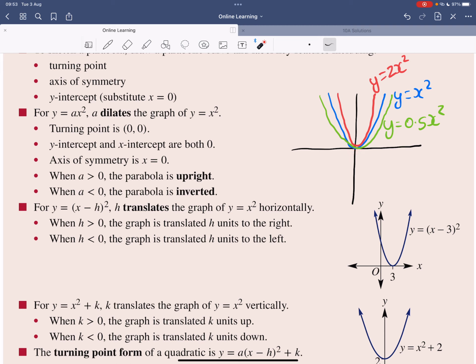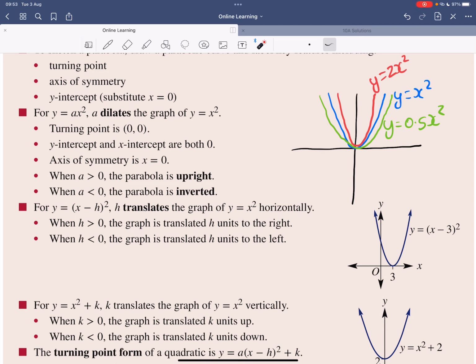And now we've got these last couple of points here. When a is larger than 0, so for example, this case here, y equals 2x squared, the parabola is upright, and same with this example here, and same with this example here. In fact, all values, that's a 1 there, isn't it? All values in these three examples are larger than 0, therefore the parabola is upright.